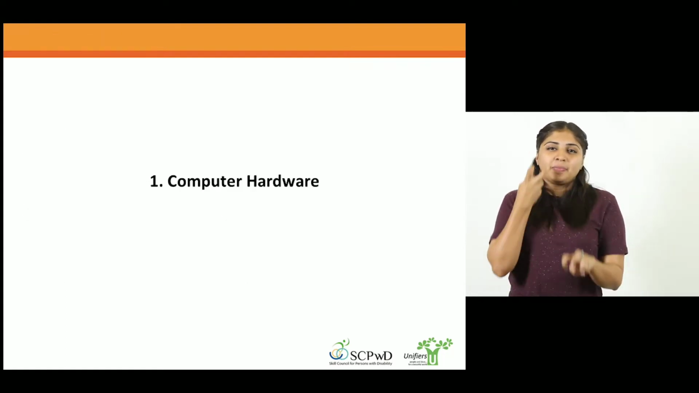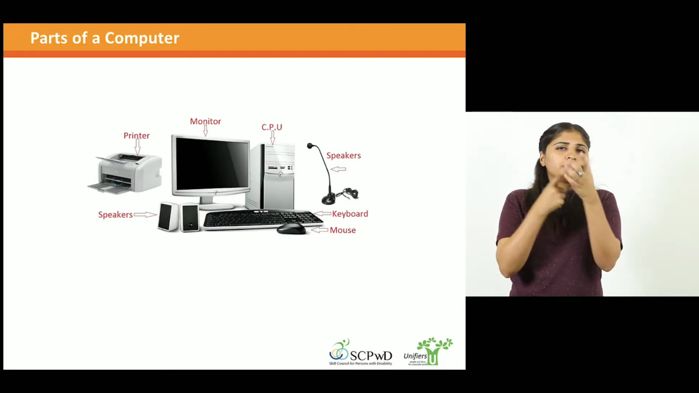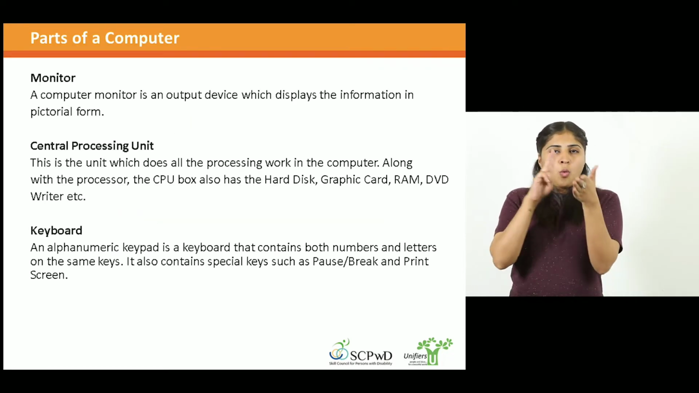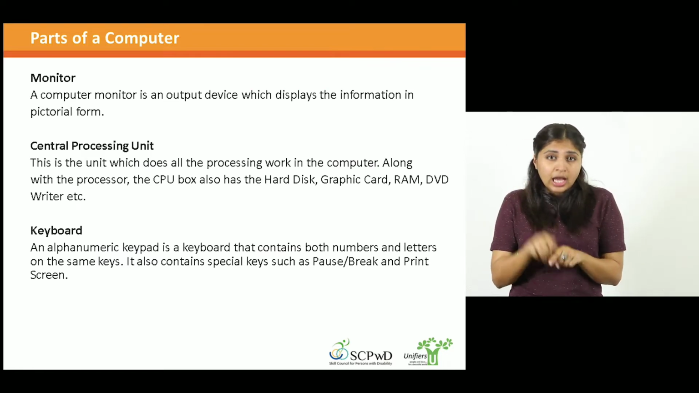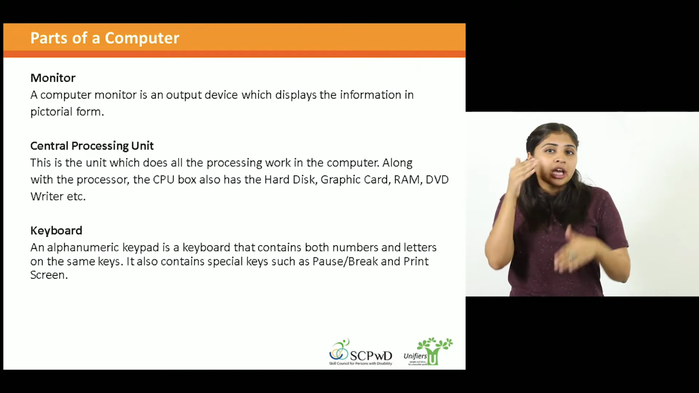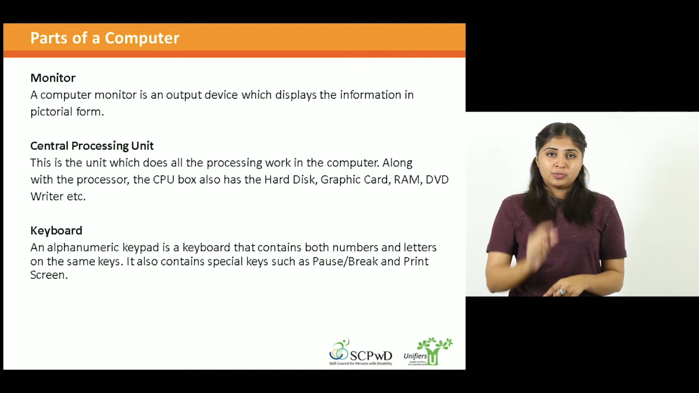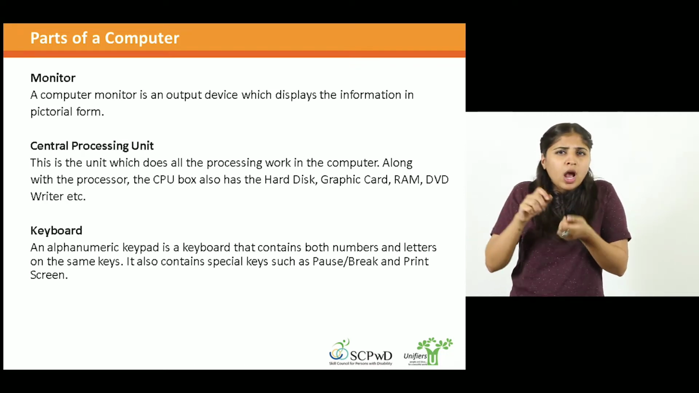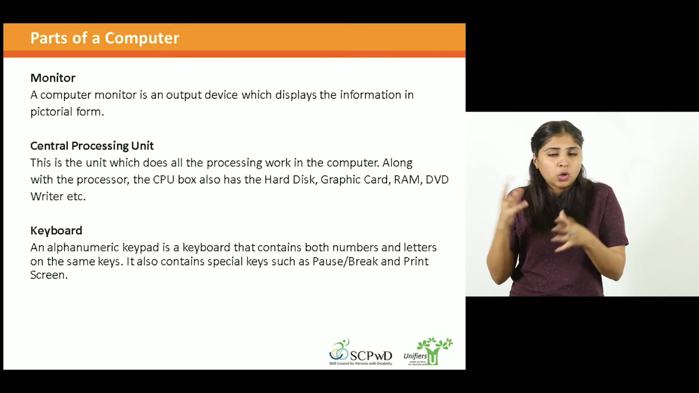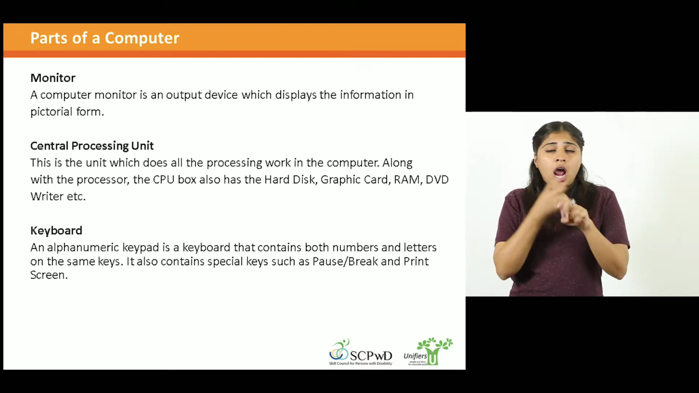Number 1, computer hardware. Monitor. A computer monitor is an output device which displays the information in pictorial form. Central processing unit. This is the unit which does all the processing work in the computer. Along with the processor, the CPU box also has the hard disk, graphic card, RAM, DVD writer, etc.